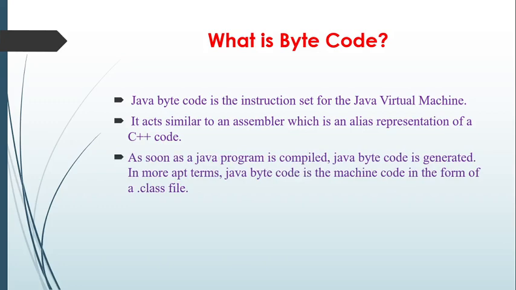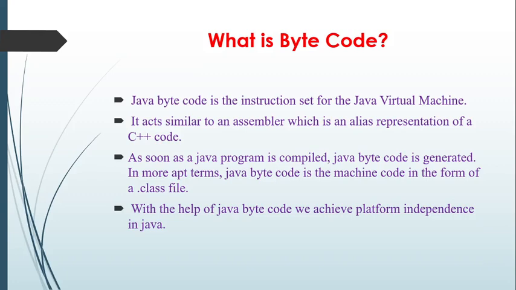As soon as a Java program is compiled, Java bytecode is generated. In more apt terms, Java bytecode is the machine code in the form of a .class file. Hence, we can say that it is an instruction set for the Java virtual machine, and it is generated after the Java program is compiled, in the form of a .class file. With the help of Java bytecode, we achieve platform independence in Java.